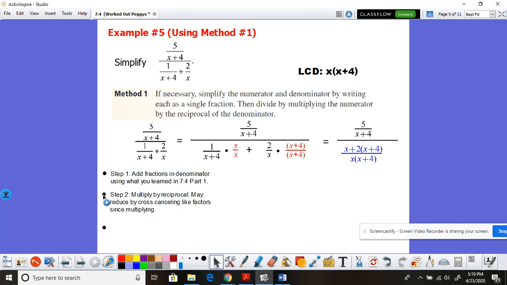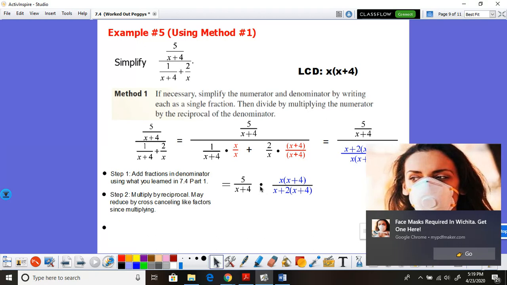So step 2, I am going to multiply by the reciprocal. Remember, when we divide by a fraction, it's the same thing as multiplying by the reciprocal. I know you've heard that a million times. So we're dividing by a fraction, and we're going to multiply by its reciprocal. Once again, my numerator stays the same. All I did is flip these, and rather than divide, I'm now multiplying.